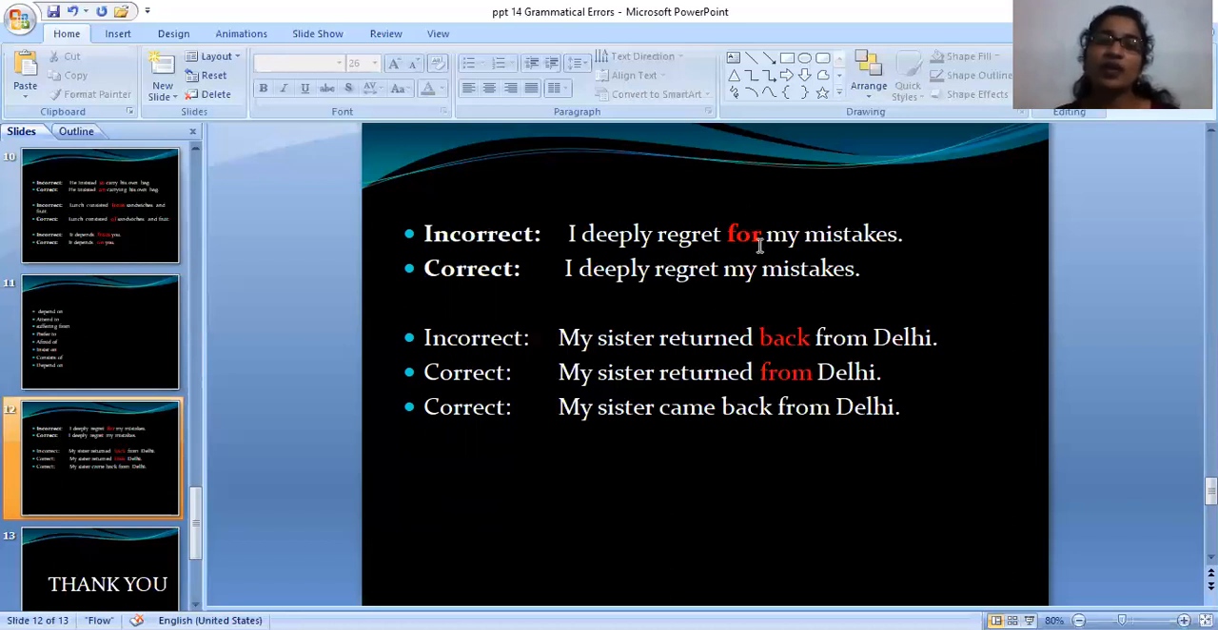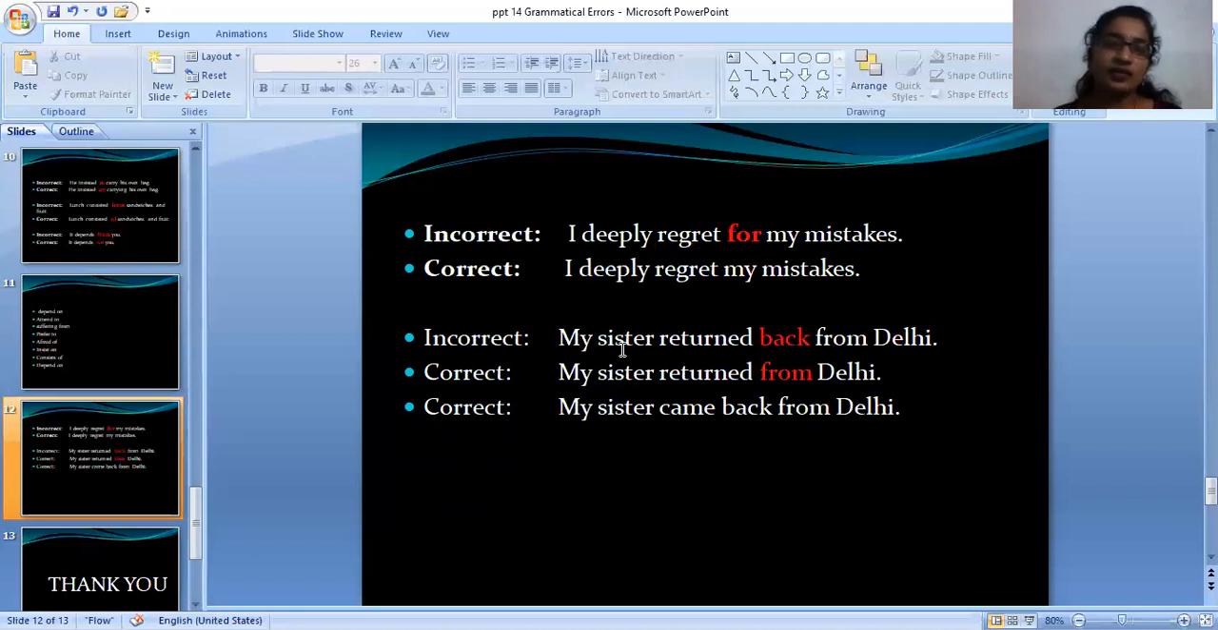Why can we not use it? I mean, why is there no need of using "for" here? Because regret itself means feeling sorry for, right? So you can say I deeply regret my mistake. No need of using the preposition "for" here.